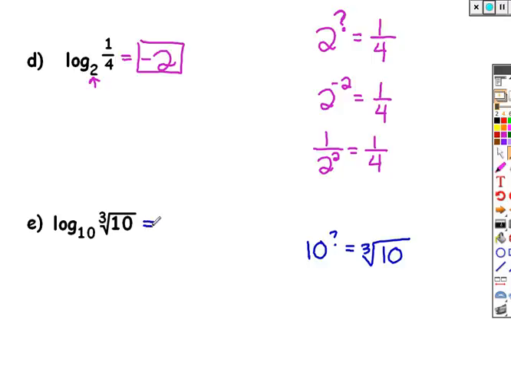Last, if I evaluate this log, so I want to know 10 to what power gives me the cube root of 10. This is similar to the example on the previous page. Well, the cube root is the 1/3 power. So 10 to the 1/3 power, that would be your exponent on 10, would give you the cube root of 10.